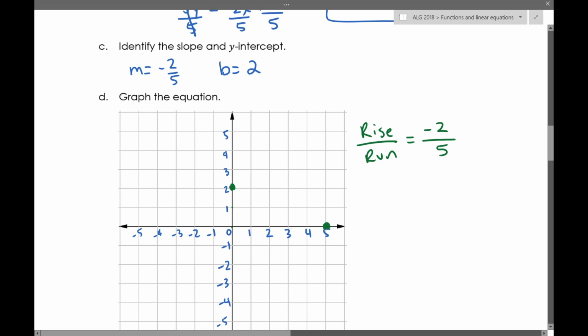Okay. Now if I wanted a point on the opposite side, instead of down 2, I'd go up 2. So 1, 2. And instead of to the right, I'd go to the left. 1, 2, 3, 4, and 5. And there are my 3 dots. Once I've done that, draw your line. And I'm done. Okay.